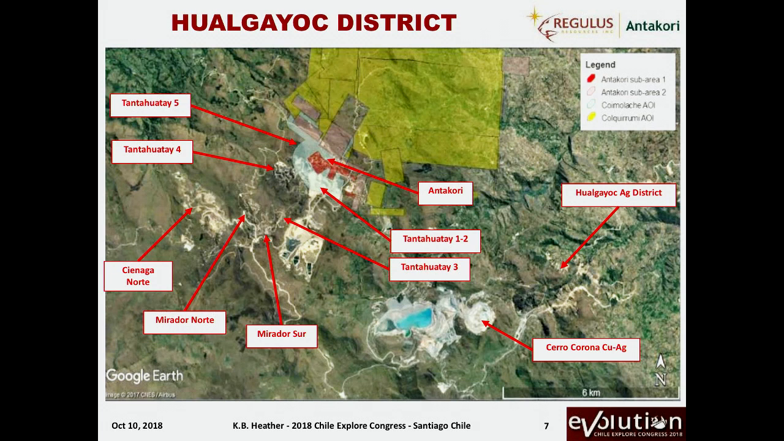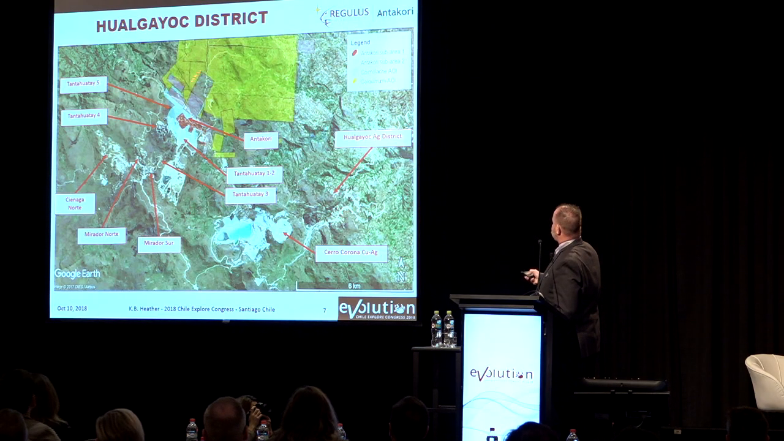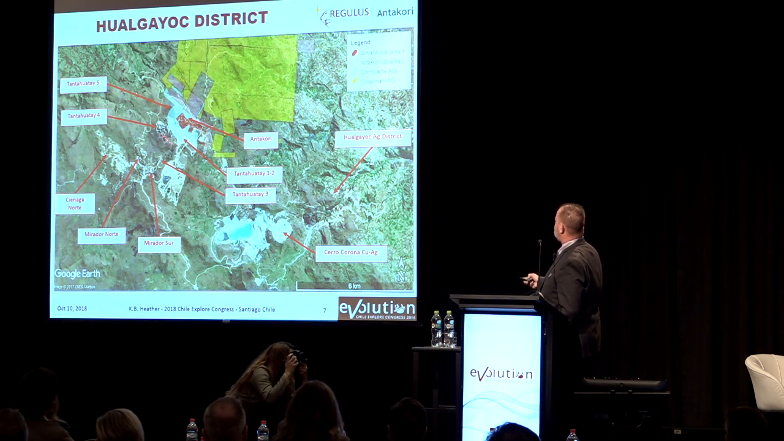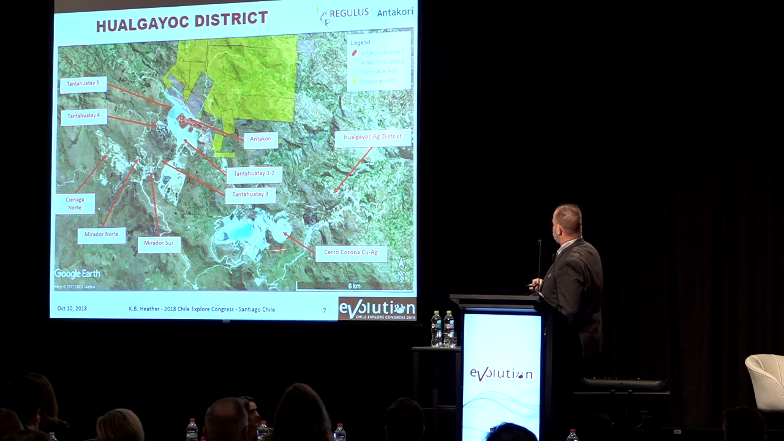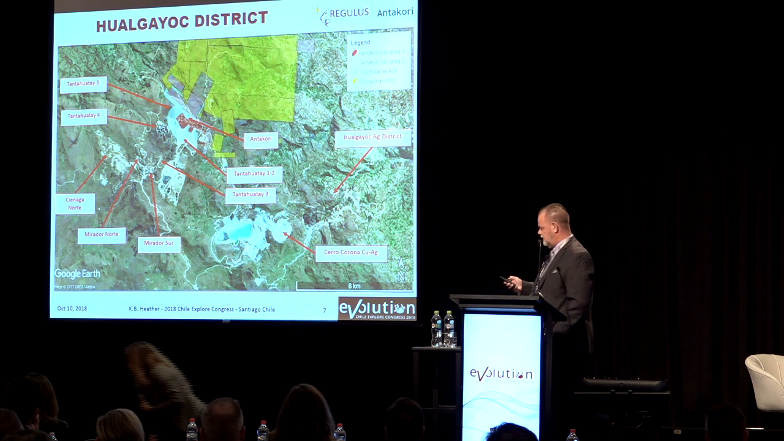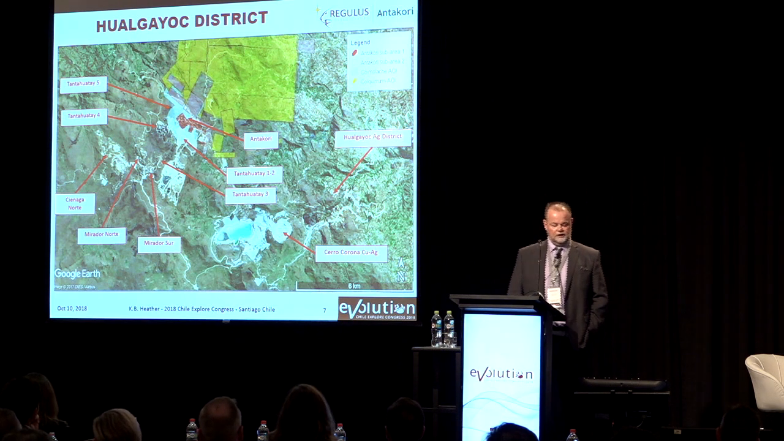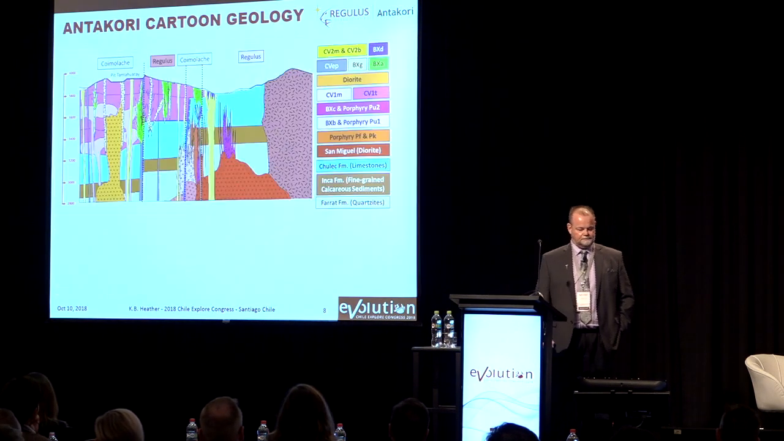Just a quick bird's eye view from Google Earth. You can see our project here in the pink and red claims. We also have an option joint venture agreement to acquire 70% interest in the yellow claims. And the green area here is a collaborative data sharing agreement we have with the Coimolache joint venture in the mine next door. And you can see 6 kilometers away here, Cerro Corona. So we're in a fairly well-developed area from a mining point of view.